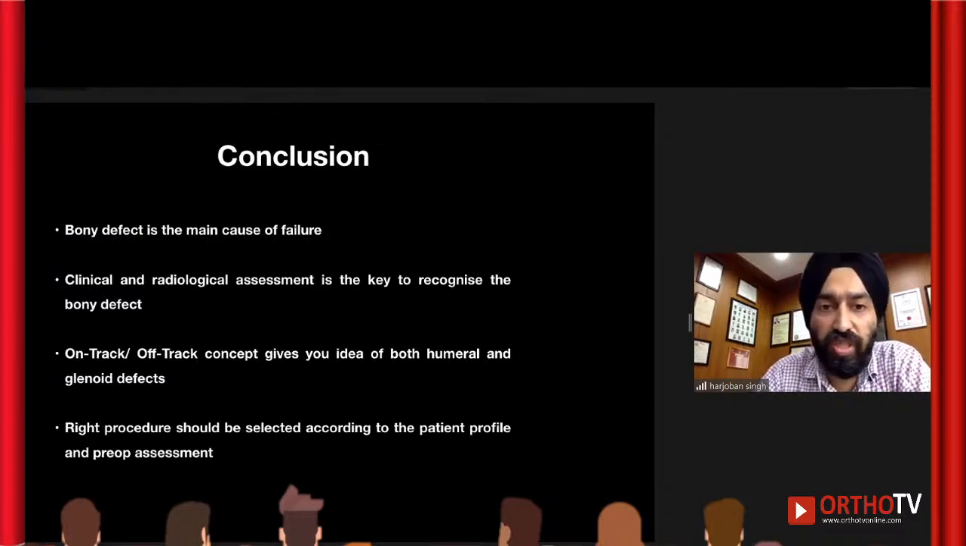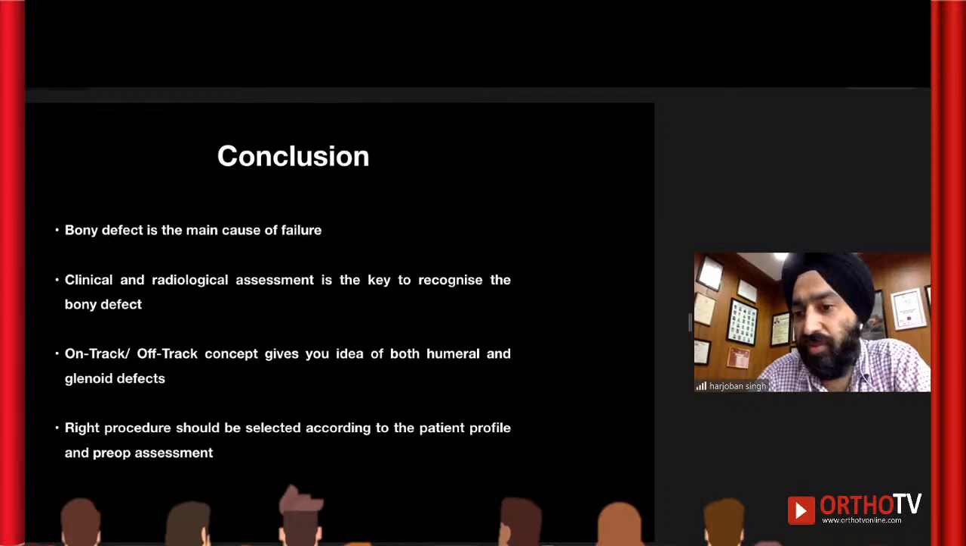So in conclusion, bony defect is the main cause of failure in Bankart repair. Clinical and radiological assessment is the key to recognize the bony defect. On-track or off-track concept gives you an idea of both humeral and glenoid defects. And the right procedure should be selected according to the patient profile and pre-op assessment. This will give you the best results.